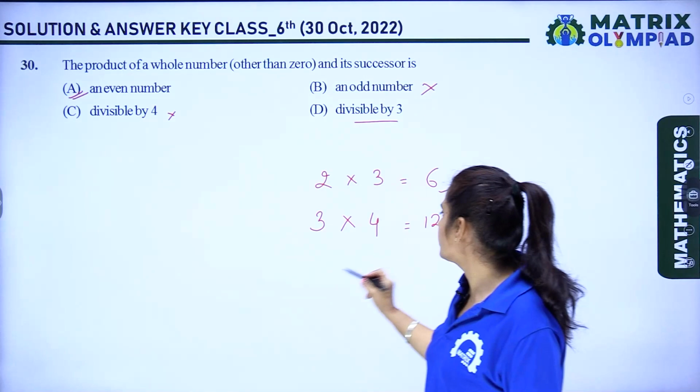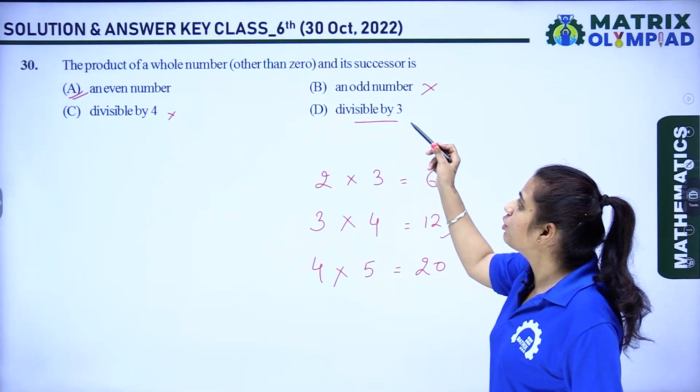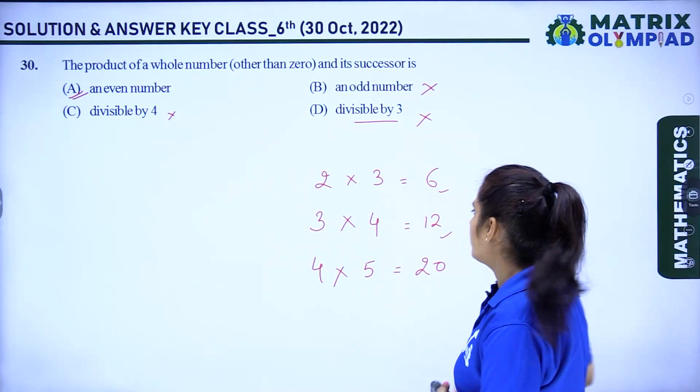Let's take more examples and check it once. It's 20. So 20 is not divisible by 3. So option D is also invalid. So here option A is the correct answer, as all three examples have given the product as an even number.